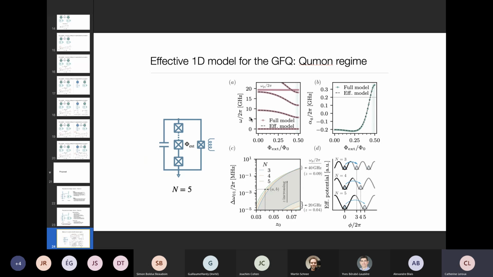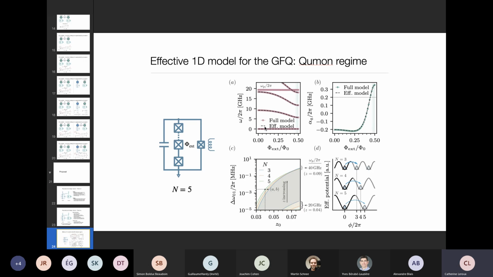So if you look in panel A, in pink, you have the energy levels coming from exact numerical diagonalization for the full circuit with all the degrees of freedom. And the dashed lines correspond to our effective 1D model. And you see there is really strong agreement. And this is against the external flux bias in the circuit.